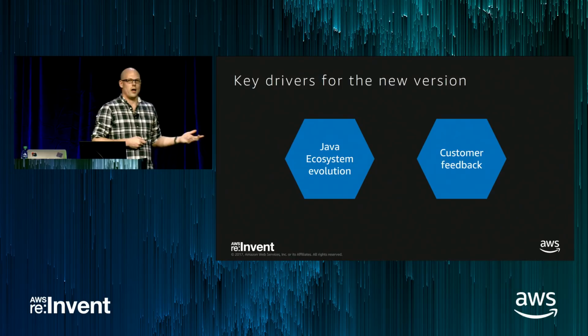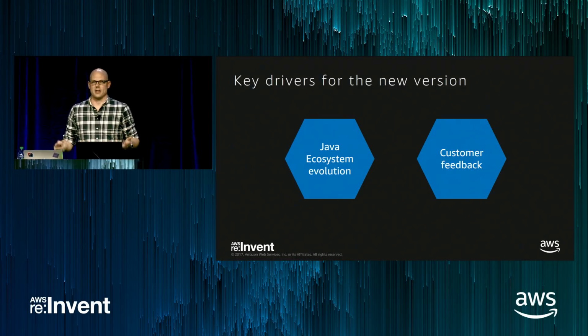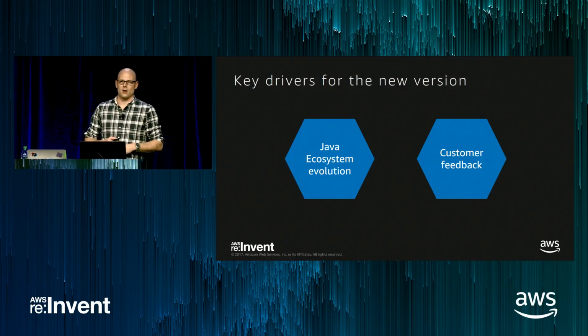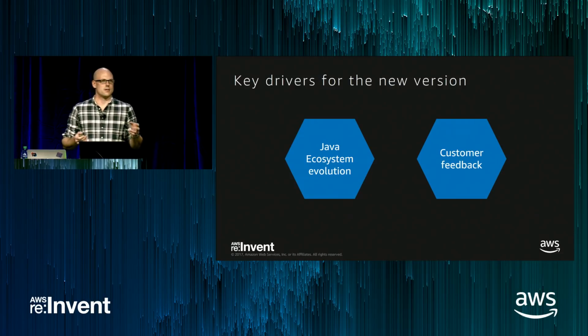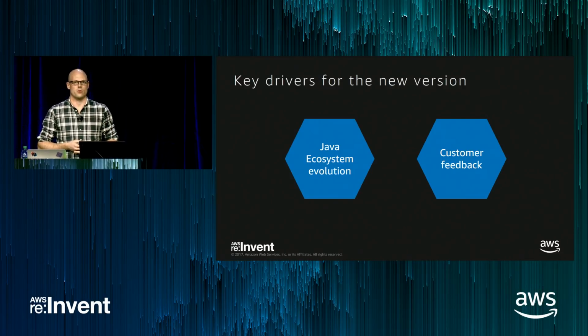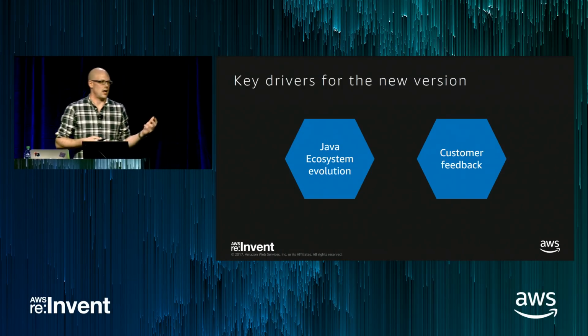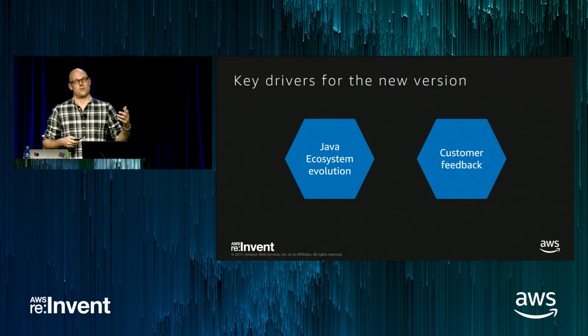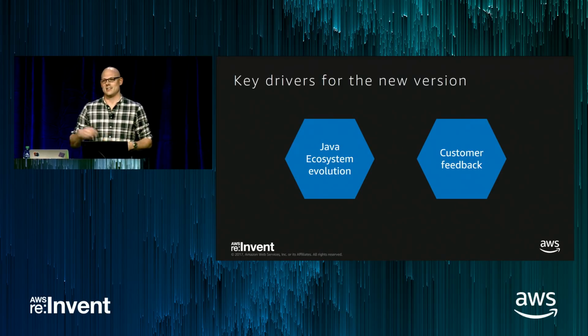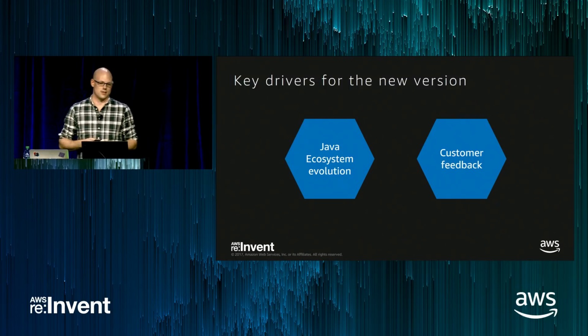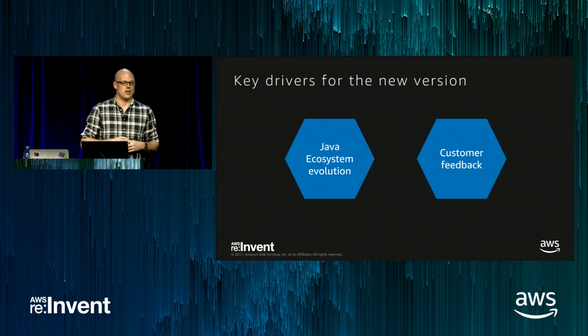So why V2 now? Why does it make sense to do it at this point? Well, I mentioned at the start that the first version of the SDK was released in 2010. So a lot's happened in the Java ecosystem since then. Our first version baselined on Java 5, and in September this year, Java 9 was released. So there's been a big evolution in the Java ecosystem.